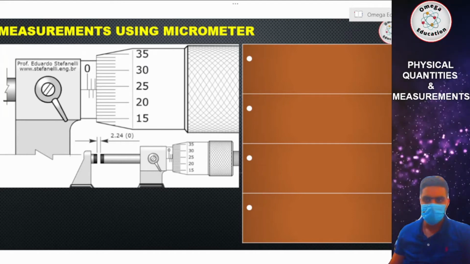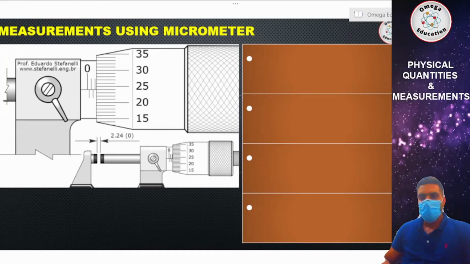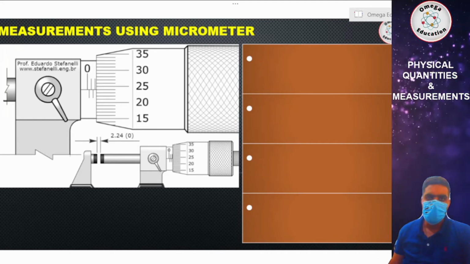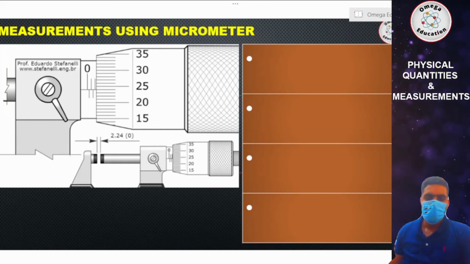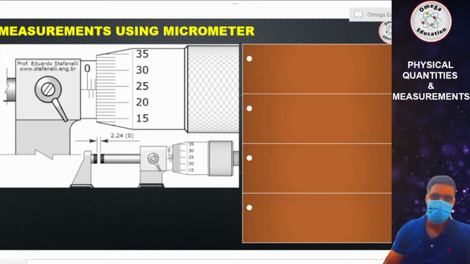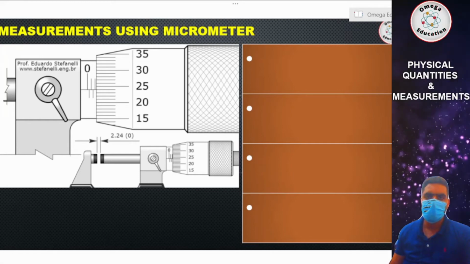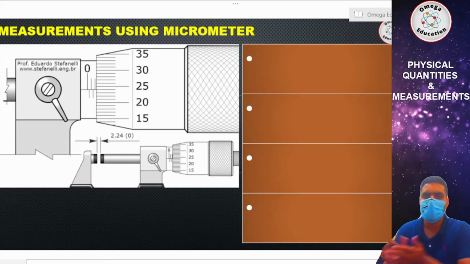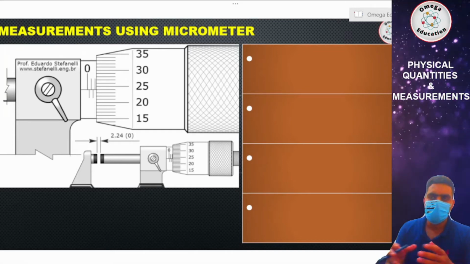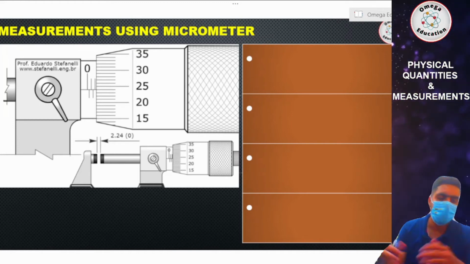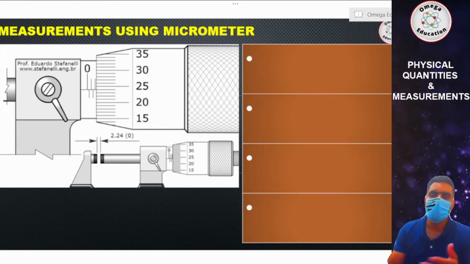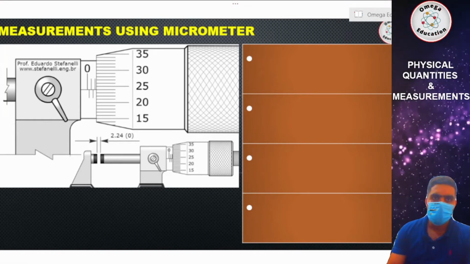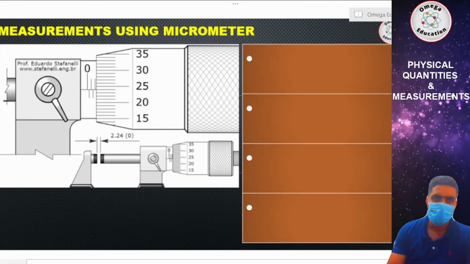Alright, so now we're going to see how we can use micrometer or screw gauge to measure thickness of an object. Once again, micrometer is an instrument that is used to measure very small lengths. When I say the word lengths, it can be anything. It can be distance, it can be thickness, it can be diameter, or anything with the unit meter, centimeter, or millimeter. So first of all, the least count of this instrument is 0.01 millimeter. That's the least count.